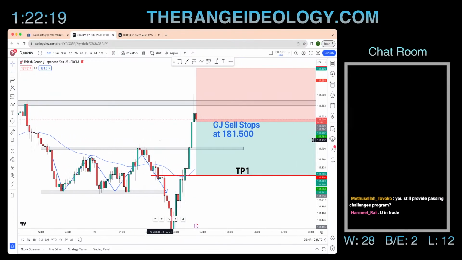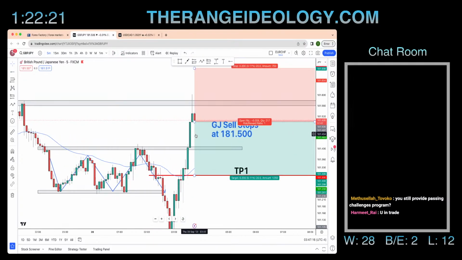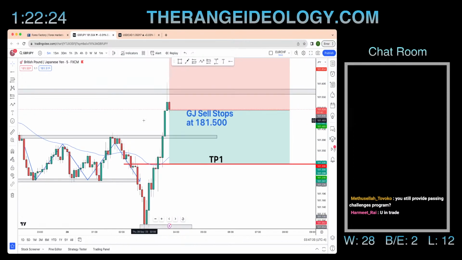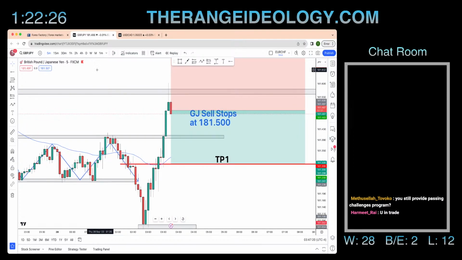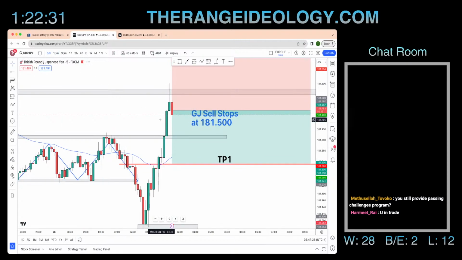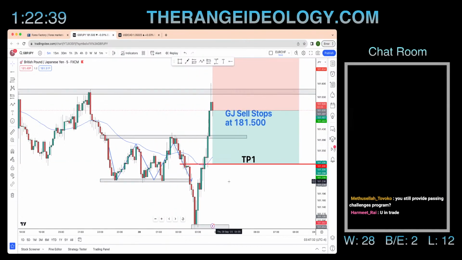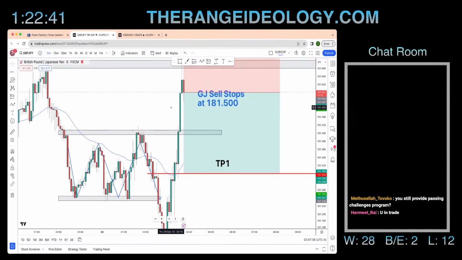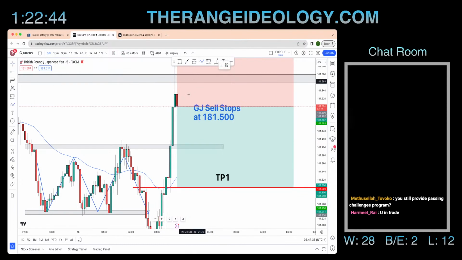But can we get a strong bearish candle here? At least 20 pips down so we can capture our TP1, secure profits, and adjust the stops at break even. So once it breaks this low right here, which is the non-wick candle, I'm going to adjust my stops. Yeah, so once price comes down to the 181,400 zone, which would be about 10 pips in profit, I'm going to adjust my stops to break even.